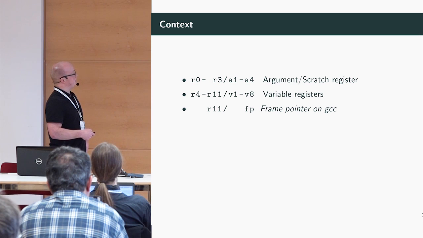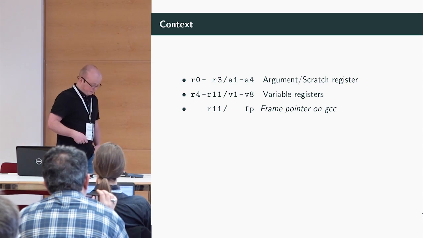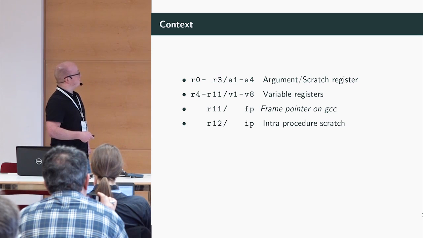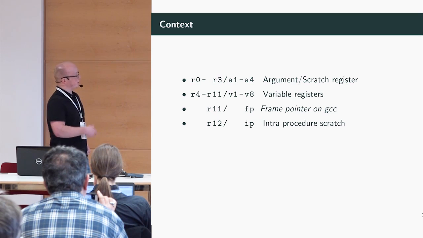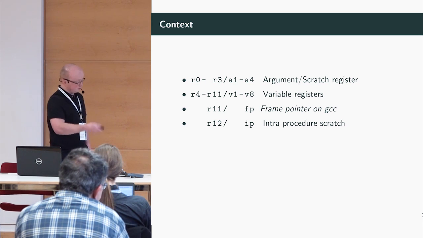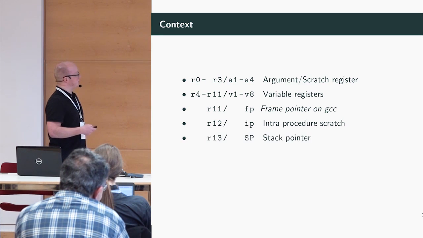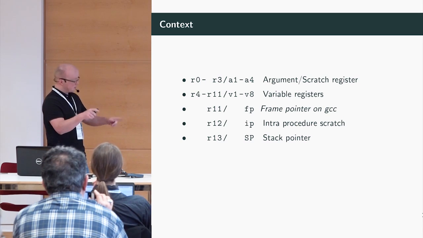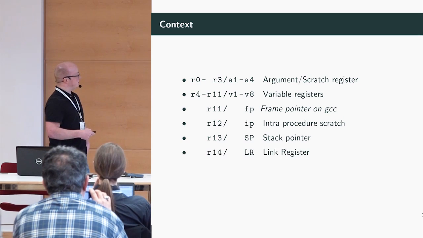The frame pointer I mentioned is R11, that's V8. So we just take that and use it in the same way as the variable registers. We have the IP, the other scratch register, and we can just treat that like every argument register, basically ignoring it because we have a function call, so the compiler has to assume it changes. Then we have the stack pointer in R13. Now we need to swap that if we want to change the context. And we have the link register in R14.